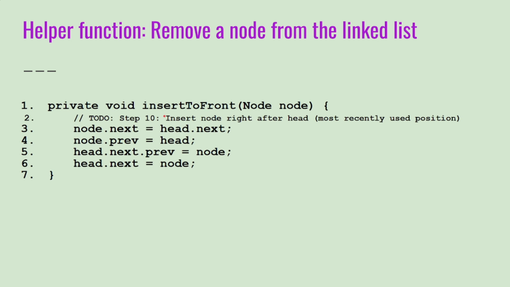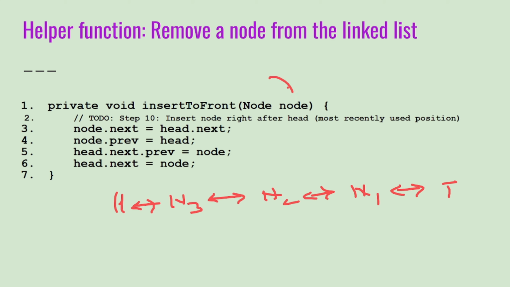Now we have to insert a node at the front, right? Let's suppose we have the head, then node 3, node 2, node 1, and the tail, right? So let me draw it like this, a doubly linked list. If we are going to add a node, where will it get added? Here, right? Let's suppose this is the node.